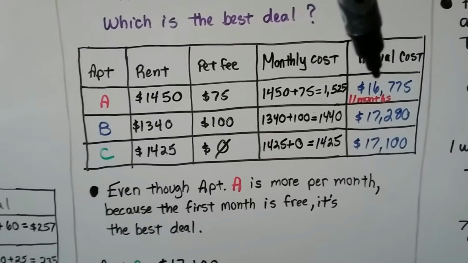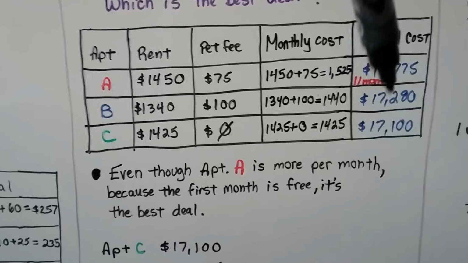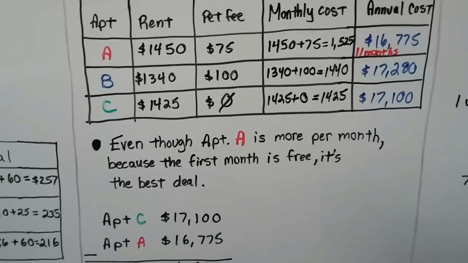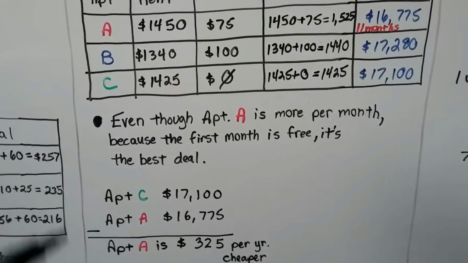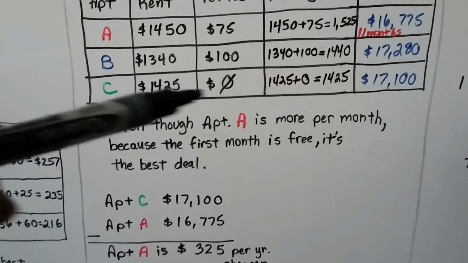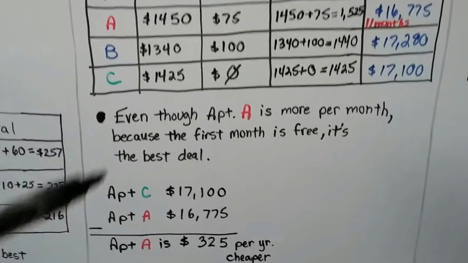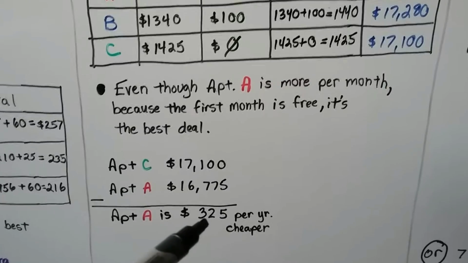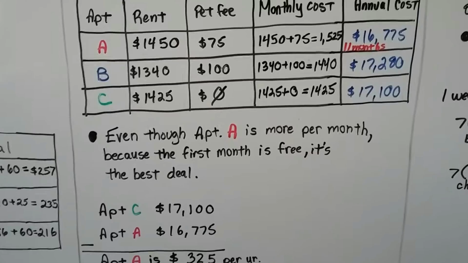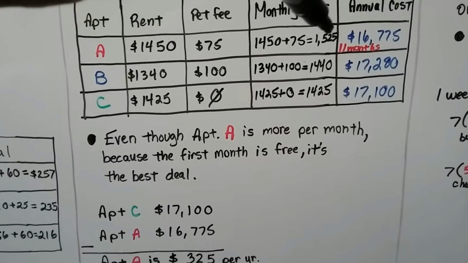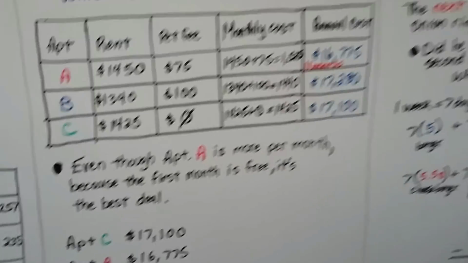It turns out that apartment A is only $16,775, so that's cheaper than the other 2. So even though apartment A is more per month, because that first month is free, it's the best deal. And the difference between A and C, because it looks like C would be the best deal, it would be the cheapest, right? Apartment A is still $325 a year cheaper than apartment C because of that free month's rent, see? So tables can help us, all right?